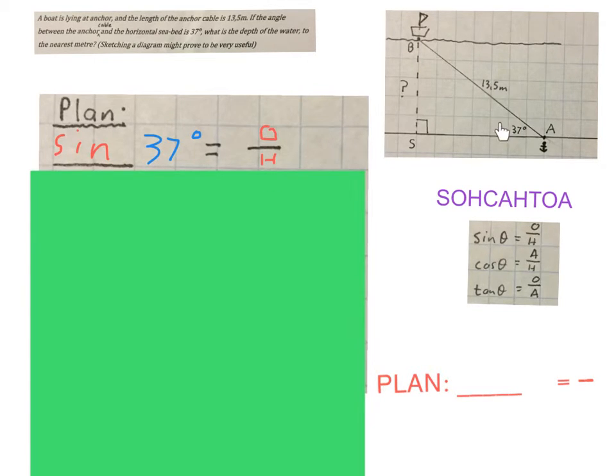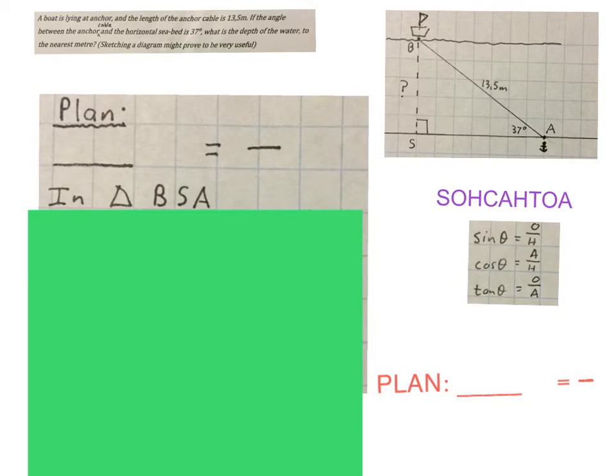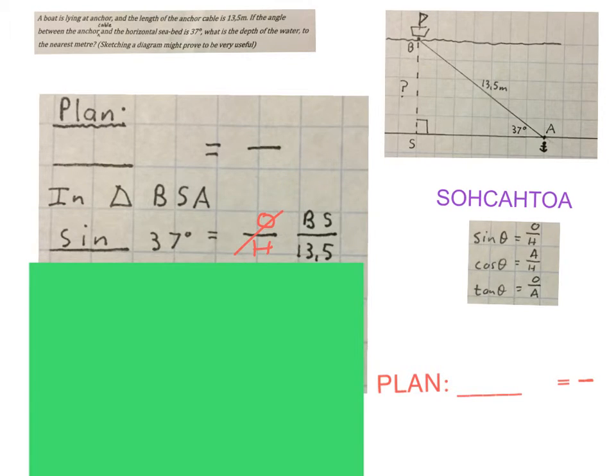Then, standing in my triangle, I replace my opposite with BS. I'm going to put the BS over there. And I replace my hypotenuse with 13.5, and then I'm ready to go. Now I start with my sum. I say in triangle BSA, I fill everything in like I told you. I put in my angle first, then I put in my sine, then I put in the ratio, and then I substitute whatever the ratio represents.